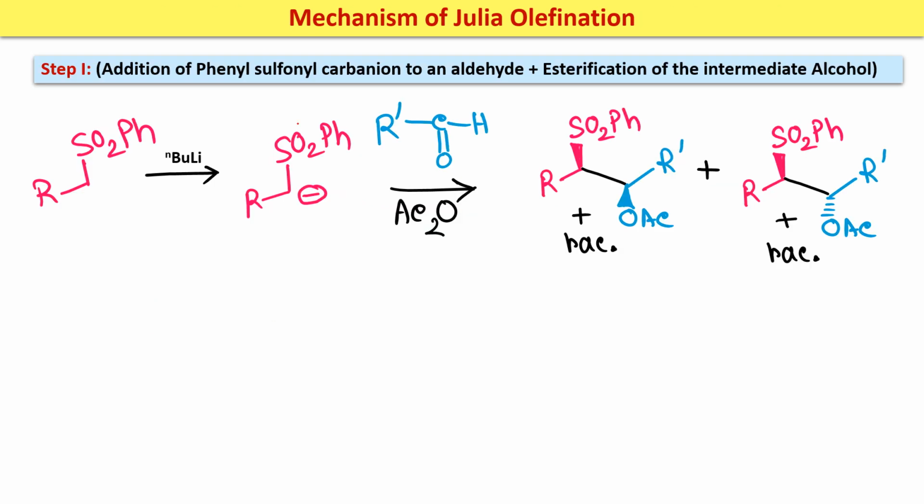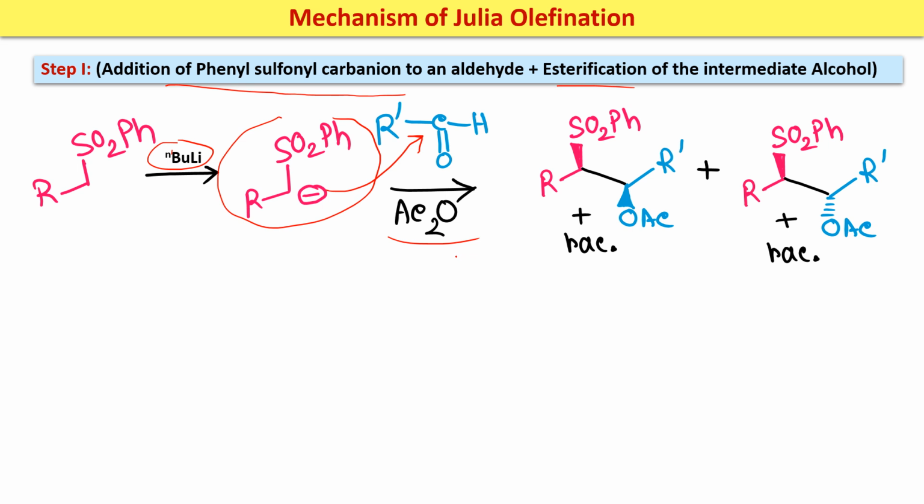So step 1, we have considered addition of the phenyl sulfonyl carbanion, that means this moiety, to an aldehyde. So this is two steps. Suppose we have combined the metallation and the addition reaction, and there is esterification. So suppose all these three steps we are considering under step 1. So in step 1, in presence of this base or some other base, here we have taken butyl lithium, the carbanion is generated along with the metal ion that is present. This carbanion will attack here. Then two steps are shown here together. In presence of Ac2O, this O minus will be converted to OAc.